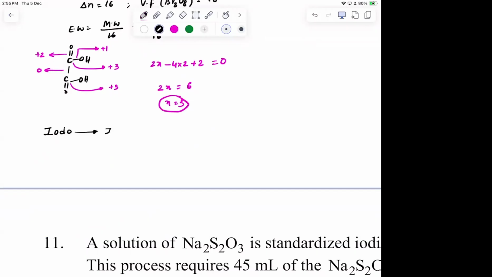Iodo means indirect reaction. Iodi means direct. Clear? So remember, first generating I2.